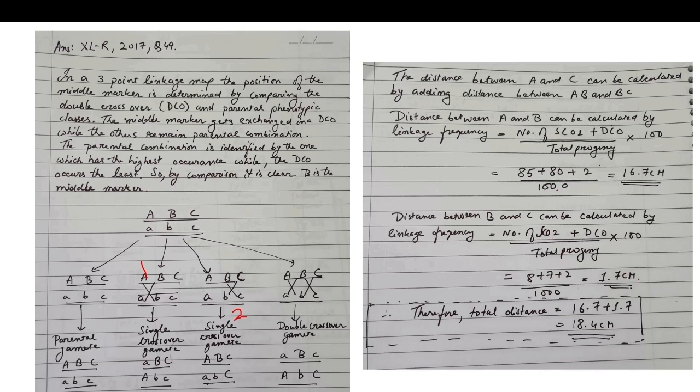Now what is being asked is the distance between A and C. Since we know that A is present, B is present, and C is also present, you now know the AB distance and also the BC distance. So what will be the AC distance? The AC distance is just adding AB plus BC. That will give you 16.7 plus 1.7, and the answer will be 18.4 centimorgan. So this is the way you should solve this question.